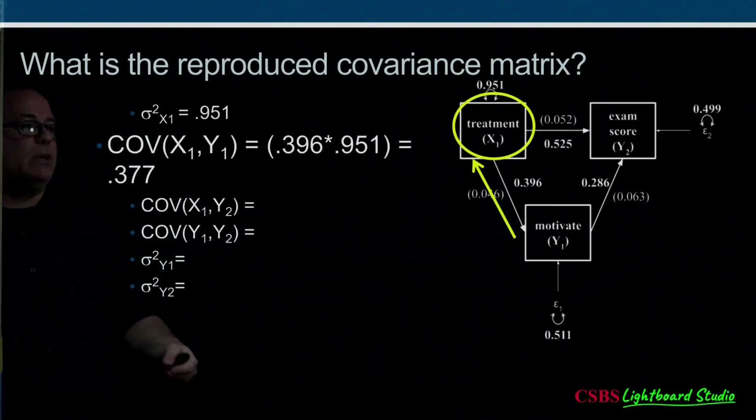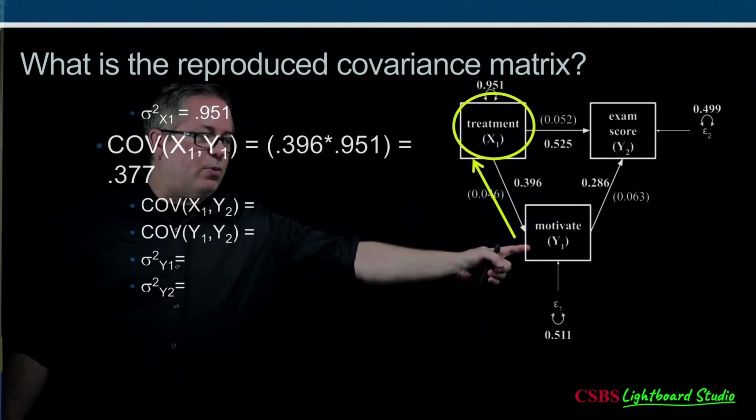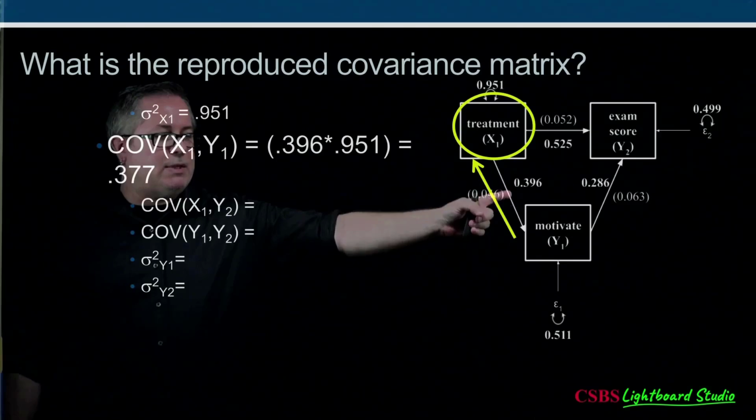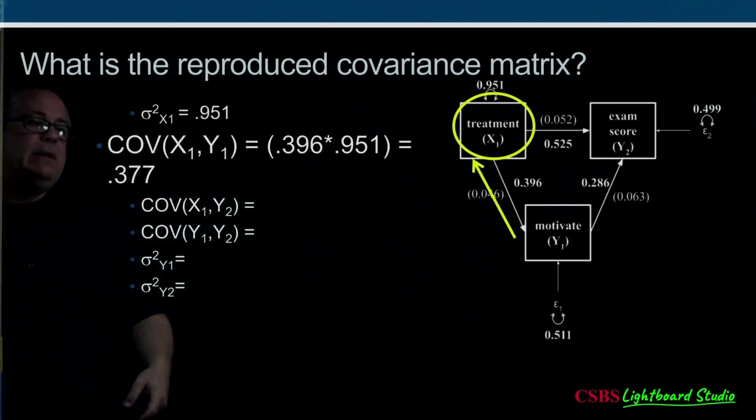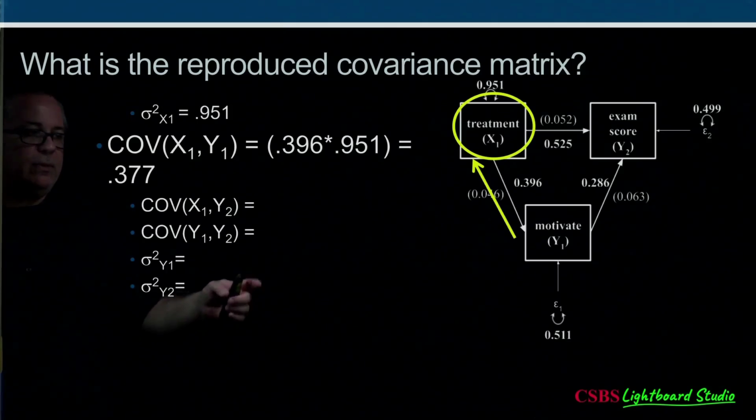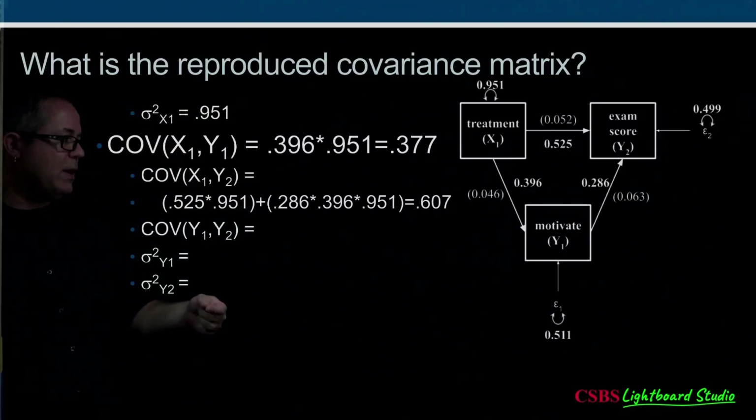Basically you're asking what connects y1 with x1. We get one path, so we're going to take y1, trace backwards, and multiply the path along the way, 0.396. And since this is the independent variable, we're going to multiply it by its variance, which is 0.951, giving us the covariance between x1 and y1, which is 0.377. Does that make sense? All we're doing is tracing from y1 back to x1 and multiplying along the way.